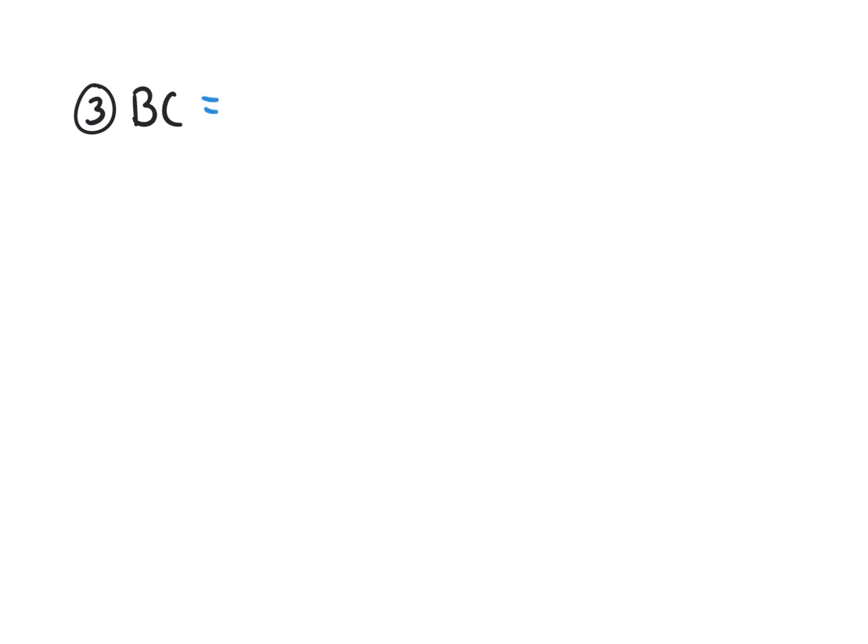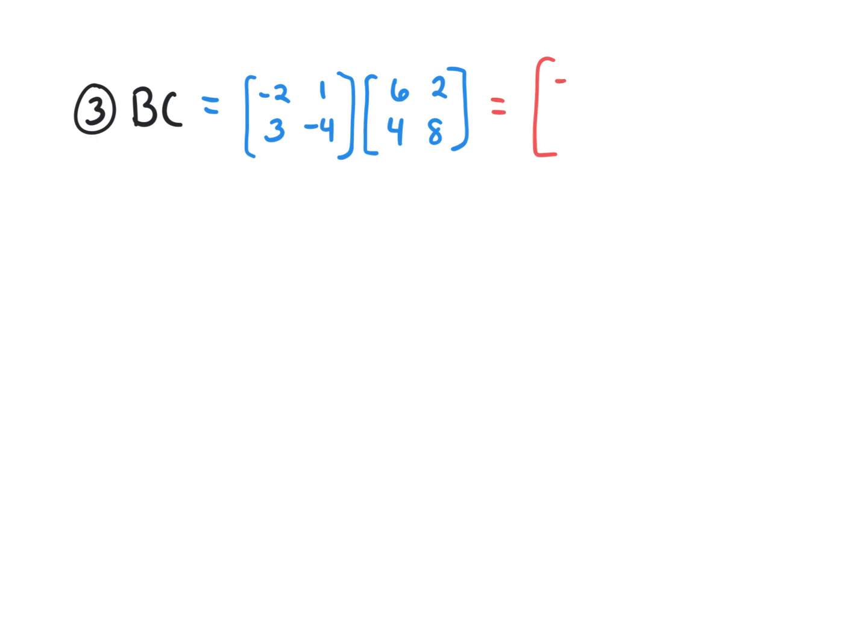So my B matrix is negative 2, 3, 1, negative 4. And then my C matrix is 6, 4, 2, and 8. When we're multiplying matrices, we do it one element at a time. So we're going to do row 1 with column 1. What do I multiply with negative 2? Negative 2 times 6. And then what is the next sequence? 1 times 4.